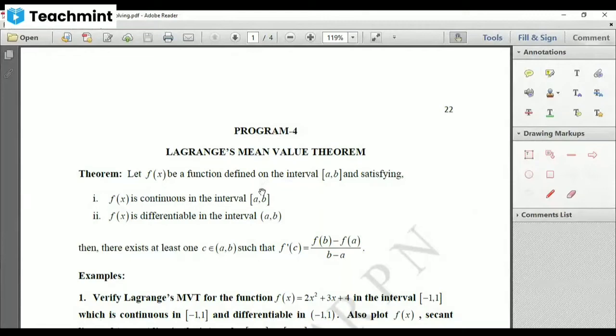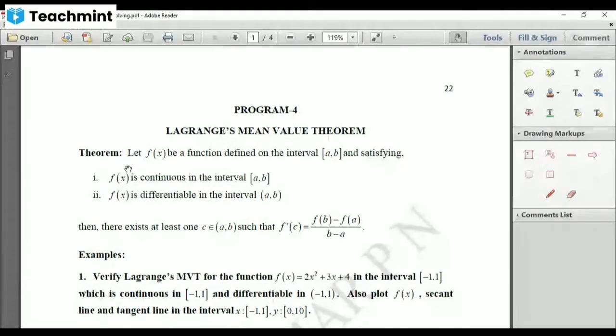Hello everyone. In today's class, let us learn how to write a Maxima program for verifying Lagrange's mean value theorem. You know the statement of the theorem.